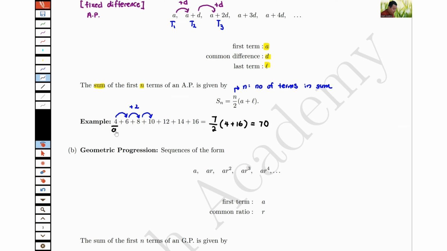A is the first term. Just one formula. We want to remember this formula.